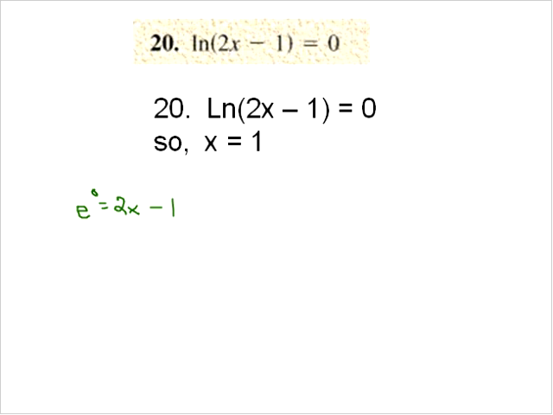So the next one, let's change this to exponential form as well. Remember, natural log has base e. So we can say e to the 0 equals 2x minus 1. And anything to the 0 power is 1. If I add 1 to both sides, I get 2 equals 2x. Divide both sides by 2, I get x equaling 1.